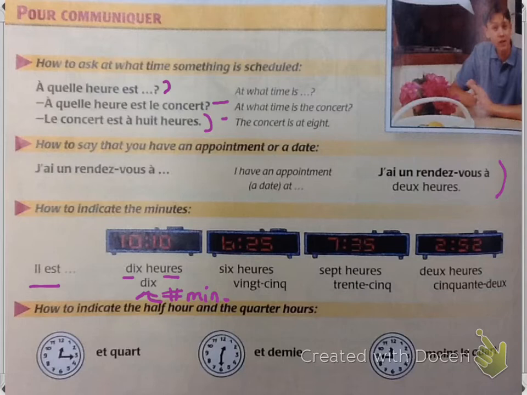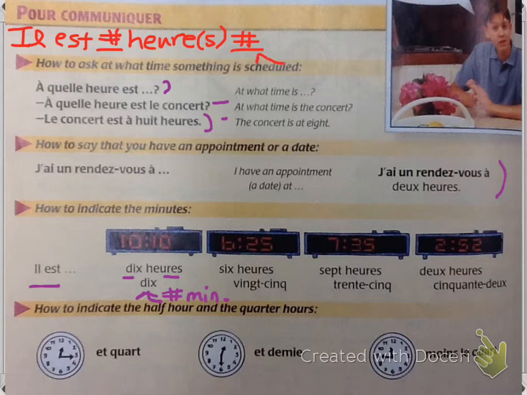So that's how you indicate the specific number of minutes, right? That format is il est, the number, and again, I'm going to put the S in parentheses because we still won't use an S when it's 1 o'clock. And then the number, and this time this number is the number of minutes.